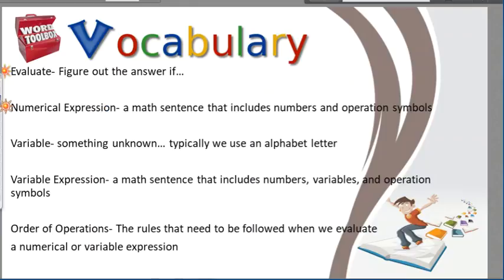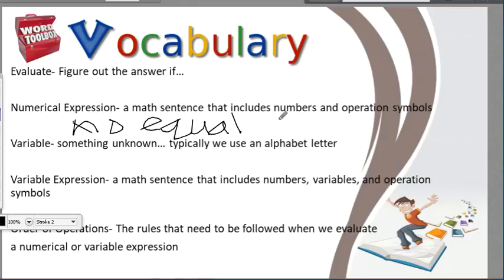The next thing that I want you to write down is a numerical expression. A numerical expression is a math sentence that includes numbers and operation symbols. Expressions do not have equal signs. That's a really important thing to remember. When you are dealing with algebraic or numerical expressions, there are no equal signs. I'm going to make a little note of that for you here: no equal signs. Equations have equal signs, expressions have no equal signs.